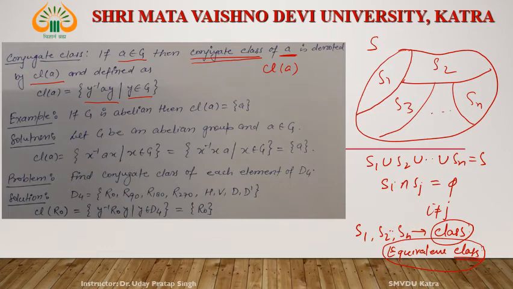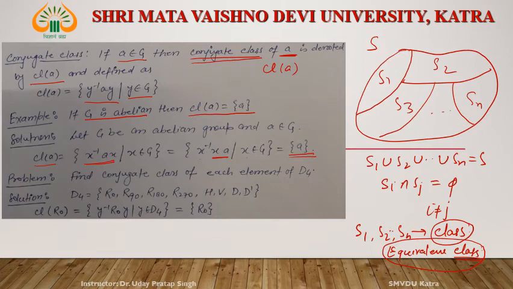Now see the example of conjugate class. If G is abelian, then the conjugate class is a singleton set. Why? Since AY is equal to YA. See here, the conjugate class of A is X inverse AX, where X is any element of G. Then X inverse AX, AX can be written as XA, and X inverse X is identity, and this is equal to A. If G is abelian, then the conjugate class of any element is a singleton set.